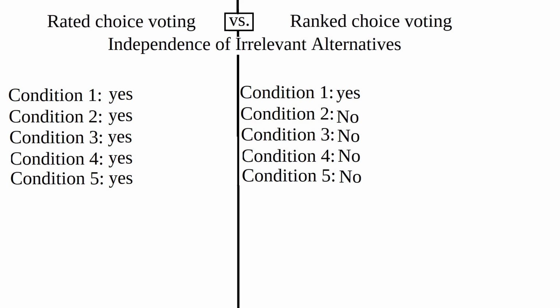Condition 5, independence of irrelevant alternatives. While the rated choice voting system breezes through this test, the ranked choice voting system crashes and burns. Even in recent history, with third-party candidates being forced out of the race to not throw off the election for main party candidates.